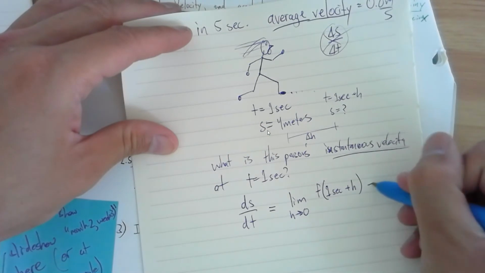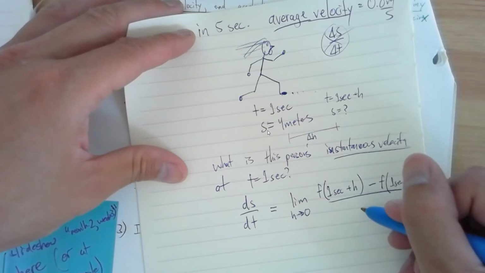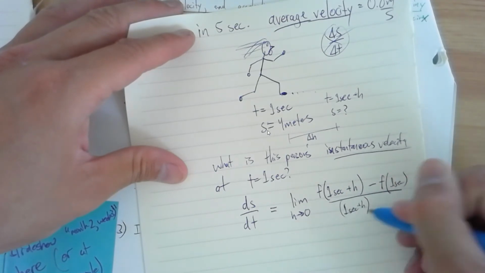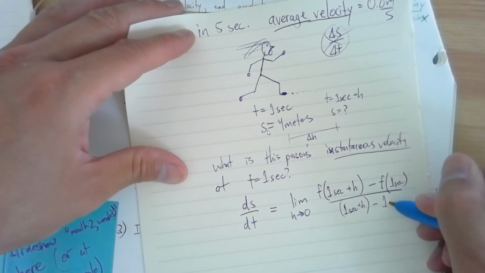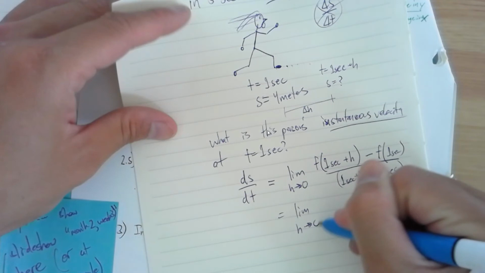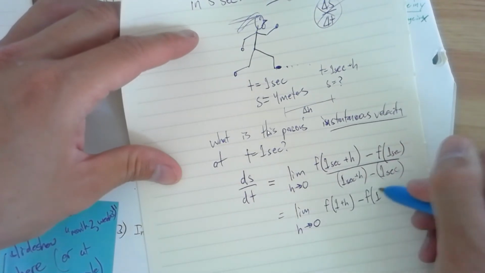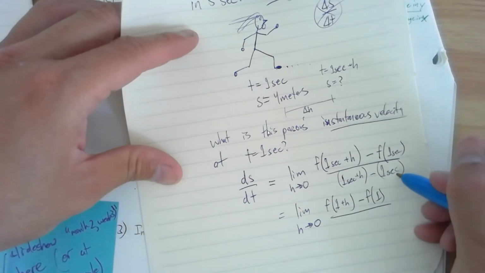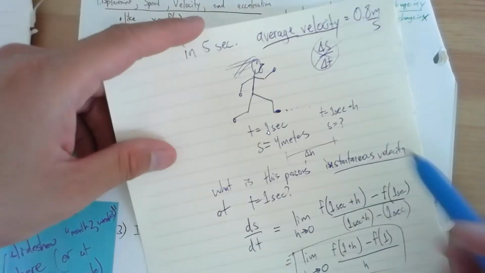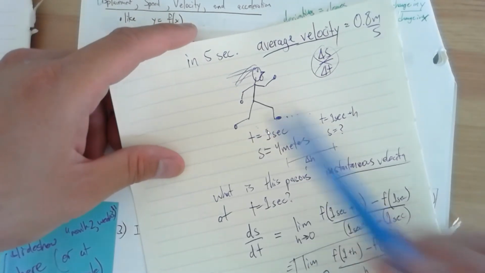So it'd be f of 1 second plus h minus f of 1 second over 1 second plus h minus 1 second, which would basically give me the limit as h approaches 0. We can clean this up. That'd be f of 1 plus h minus f of 1, all over 1 second minus 1 second, you'd have h. Does that make sense? So that's nothing different from what we've been learning. I'm just asking what the heck is that person's instantaneous velocity, that instantaneous speed, okay?